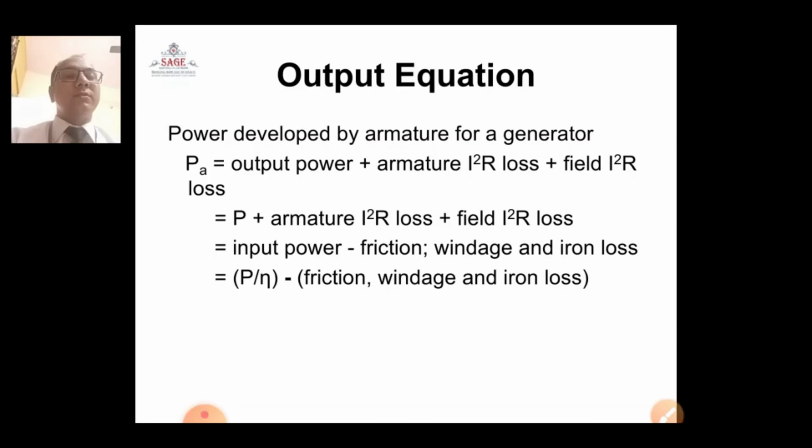And it is also equal to the input power, if you know it, which is nothing but the power provided by the prime mover minus the mechanical losses like friction, windage and iron losses. So if you know the input and the output, output upon input is efficiency. So input is output upon efficiency minus the friction, windage and iron loss. This is another form of equation to find the total armature power, because this is the armature power that would be used in the output equation.